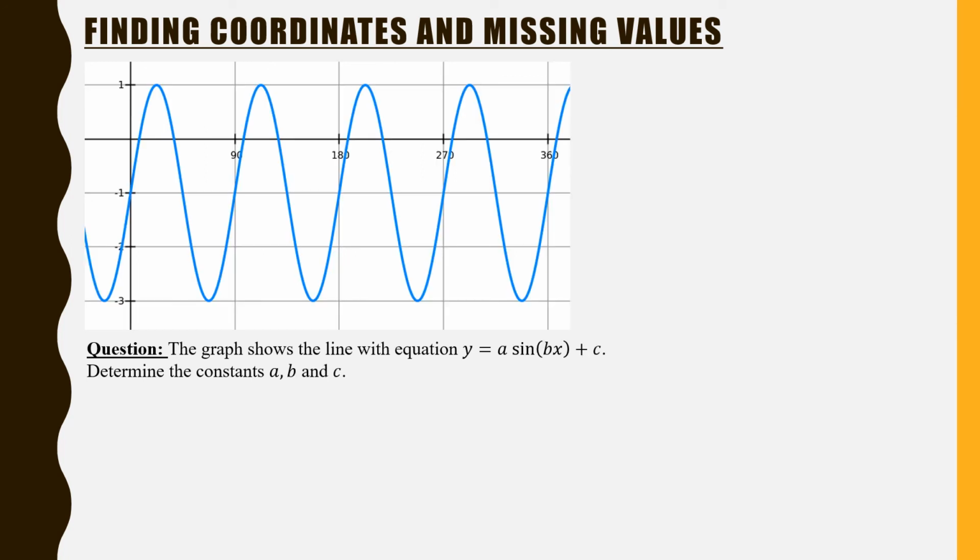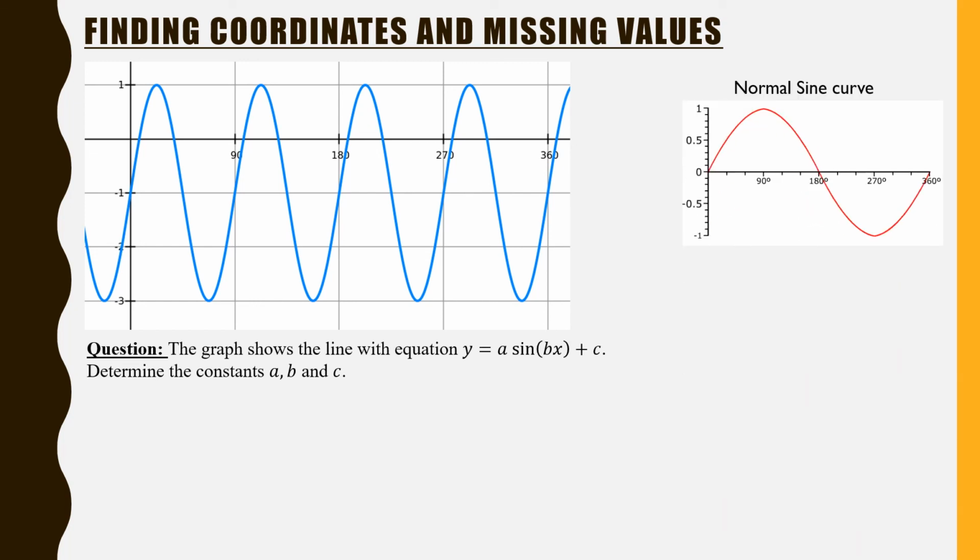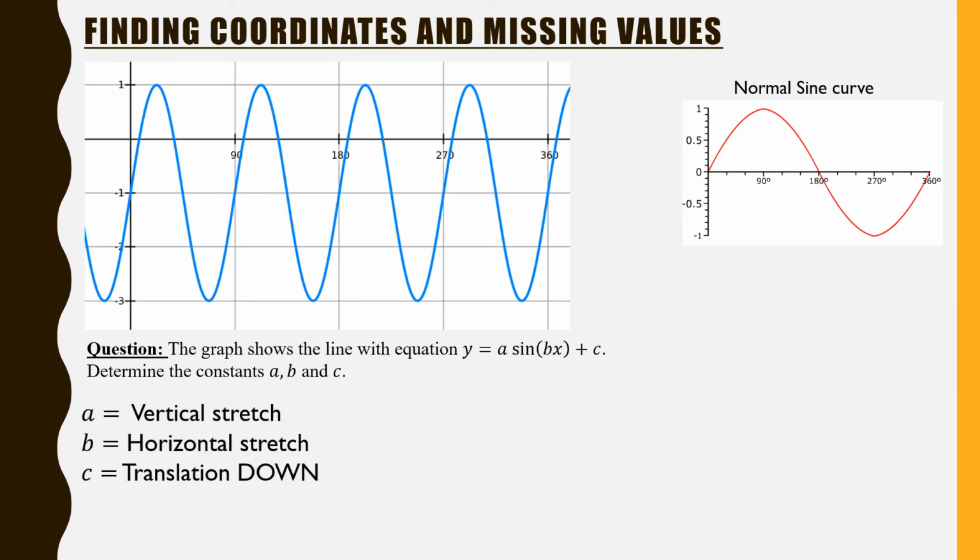Here's another one. So I've got y equals a sine bx plus c, determine the constants a, b and c. So it's a sine again, so there's a sine curve to help me. And just to break it down again, I know that a is a vertical stretch because it's in front of the function, b is a horizontal stretch because it's inside the function, and c is a translation.